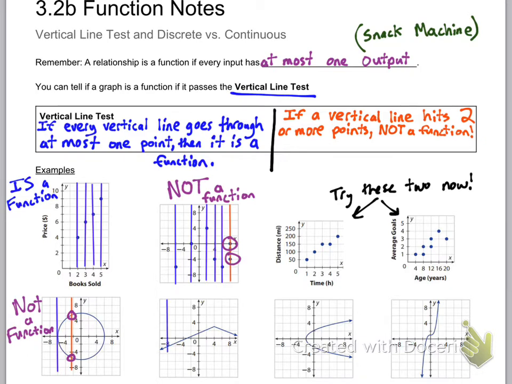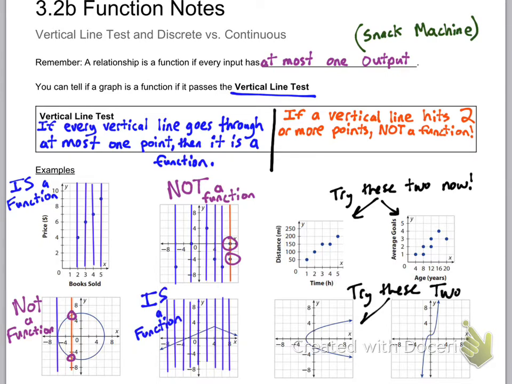On this next one, I can draw as many vertical lines as I want. In fact, I could draw them between the grid lines, and every single exactly vertical line will only hit once. So this is a function. Go ahead and try these last two on your own now. All right, now that you got that done, that is the vertical line test. You can use that on any graph and find out right away if it's a function.